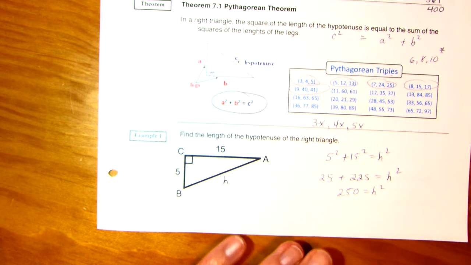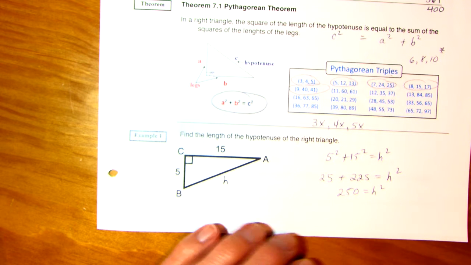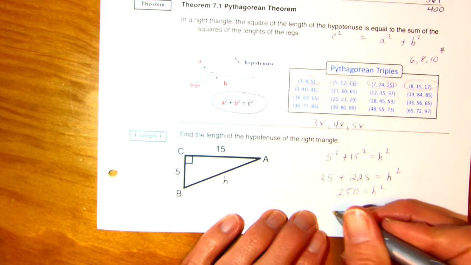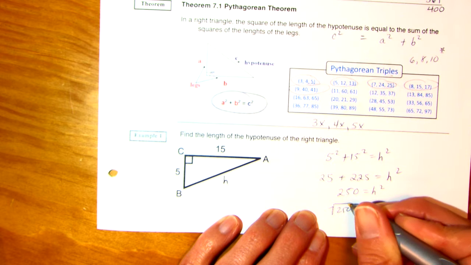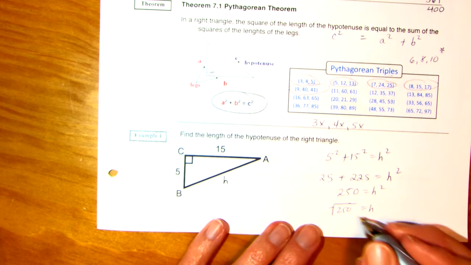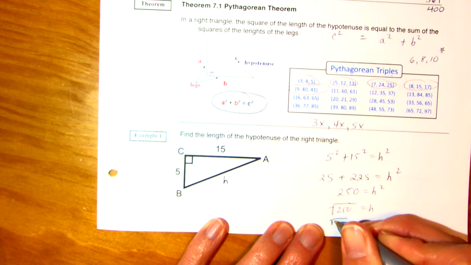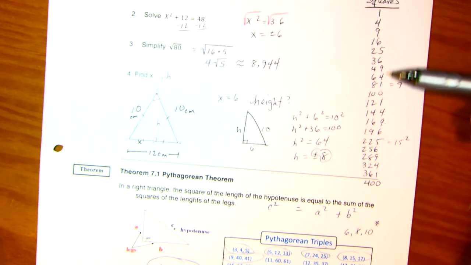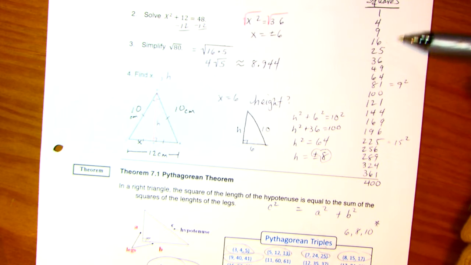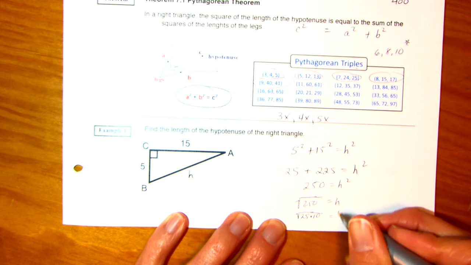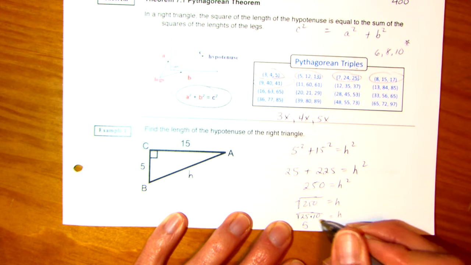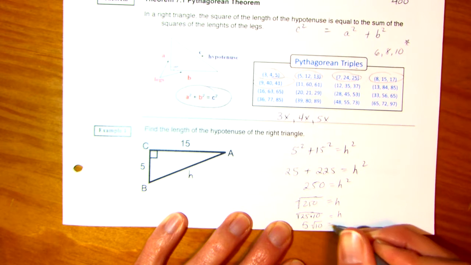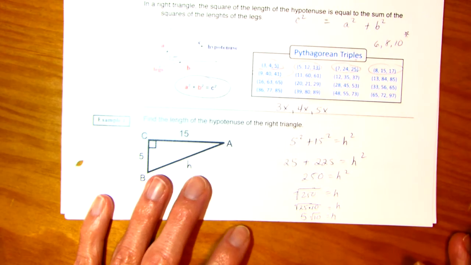And I know your book may accept the decimal answer, but I want you to start practicing with the exact answer. So h is equal to the square root of 250. And that's the same as the square root of 25 times 10. Remember how I did that? I find the largest perfect square that will divide into 250. It'd be 25 right there. So the square root of 25 is 5, and then the square root of 10. That's our h. So far, so good?